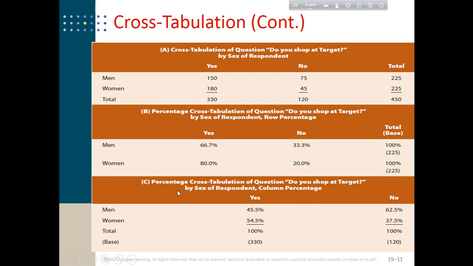Now, if you combine them in this table, percentage of cross-tabulation, do you shop at Target, by sex of respondent and column percentages. This is 330, the total number of yes, and this is 120, the total number of no. In this 330, 45% of the yes responses came from men and 54% of yes responses came from women. So you understand that more women respondents from your sample shop at Target compared to the men respondents in your sample. This is called a contingency table, that is, combining some responses. And the marginals are, for example, the rows and columns. Like here, those are columns and those are rows. So these are called marginals.